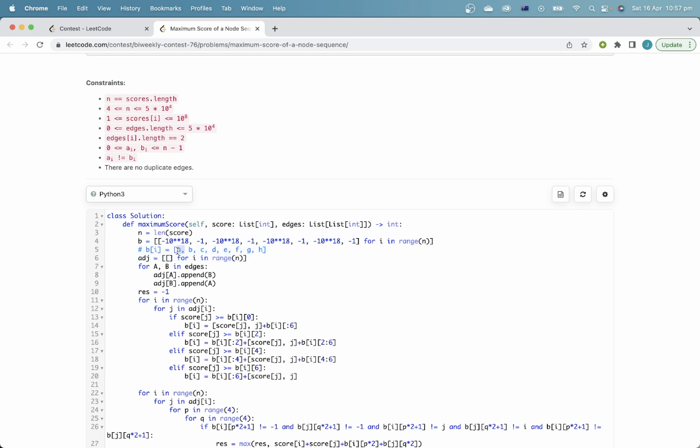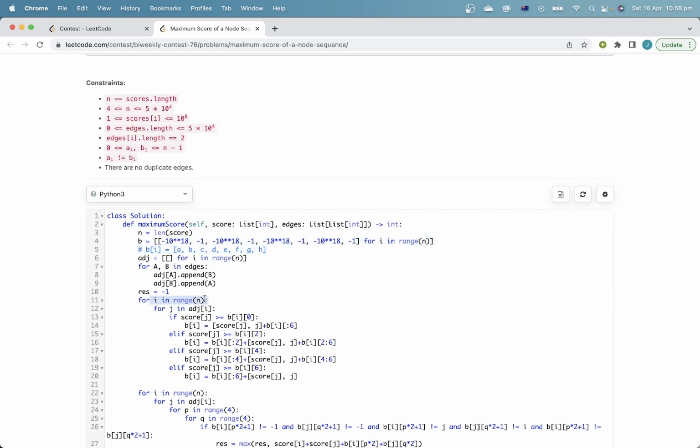The first value, a, will be the maximum score of any adjacent node to i, and then b will be which node gives this maximum score of a. Then c will be the second highest score of a node adjacent to i, and d will be the node corresponding to that value. Then e will be my third highest score, and g will be my fourth highest score. So that's how I've defined it.